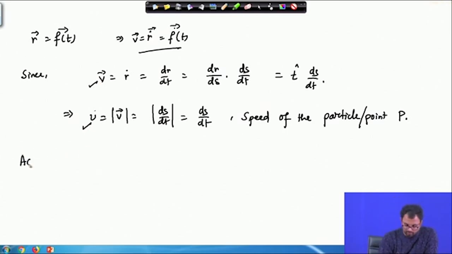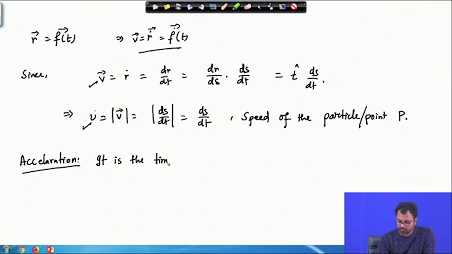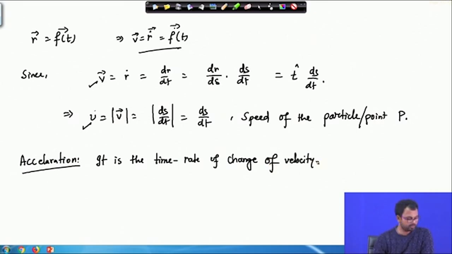So, after speed we have acceleration. Acceleration is defined as the time rate of change of velocity. So, first of all, the rate of change of r is called velocity, and now the rate of change of velocity is called acceleration. If the velocity is increasing, then it will be acceleration. If it is decreasing, then it will be deceleration. Although we use acceleration here in this context, those are the two terms you use, acceleration and deceleration.